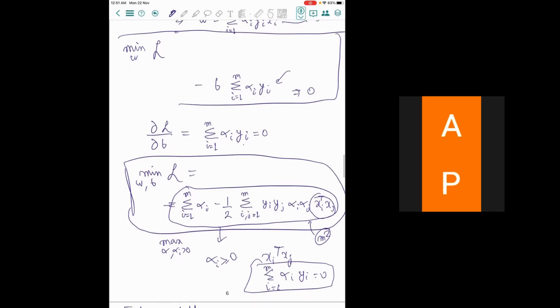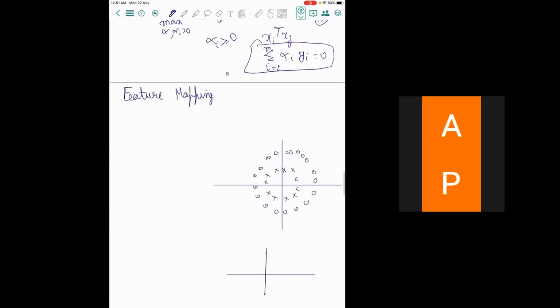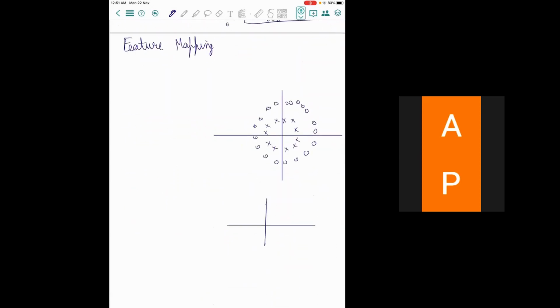So this seems like a lot of algebra, and we are doing a lot of things. Why we are doing this, we'll come to that now. First of all, we see what feature mapping is. Let's say we have data like this. It is not really possible to linearly separate it. No matter where we draw a line, there will always be some crosses to one side, some crosses to the other side, some dots to one side, some dots to the other side. This is not doing the job we need.